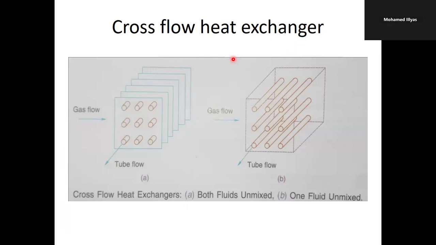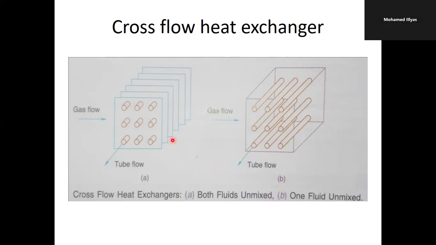And in the case of a cross flow type heat exchanger, basically two fluids will be used. Generally, if you think of a cross flow type heat exchanger, we can immediately imagine the radiator which we use in our automobiles. That is a very good example of a cross flow type heat exchanger. And in the case of a cross flow type heat exchanger, we have two types, namely both fluids unmixed and one fluid unmixed.